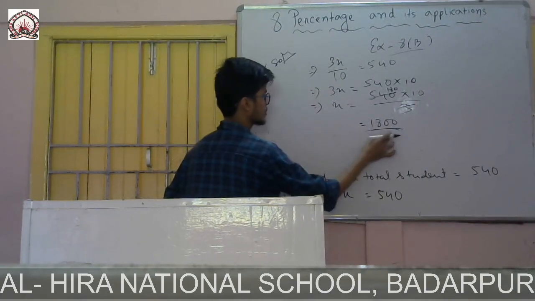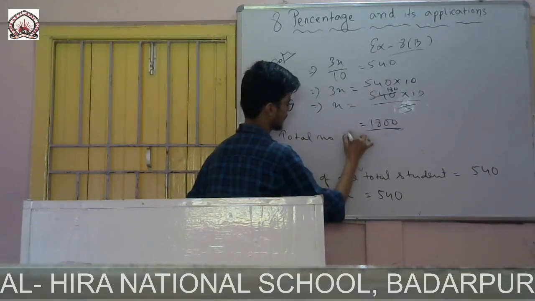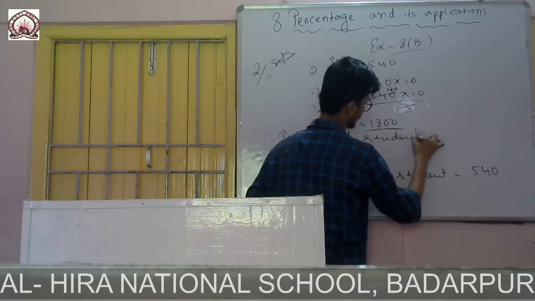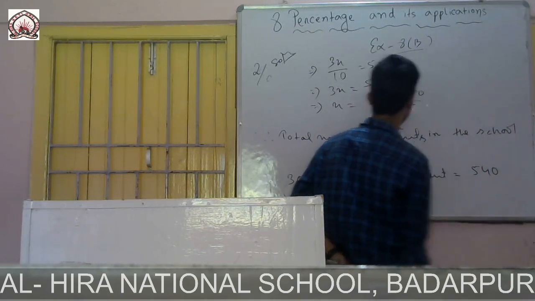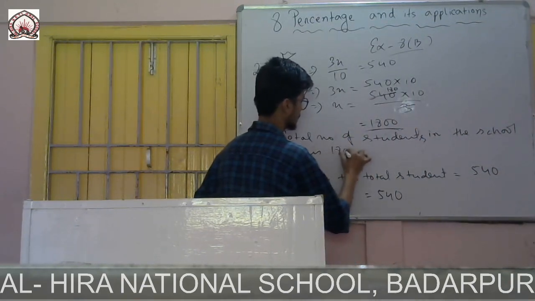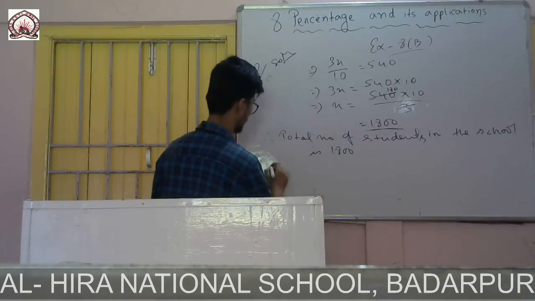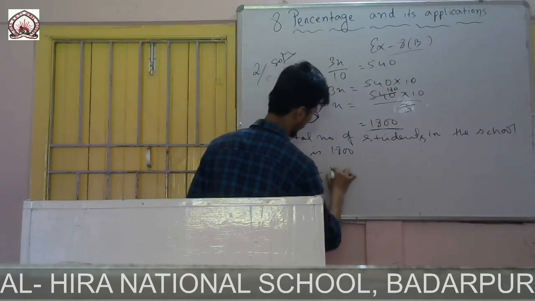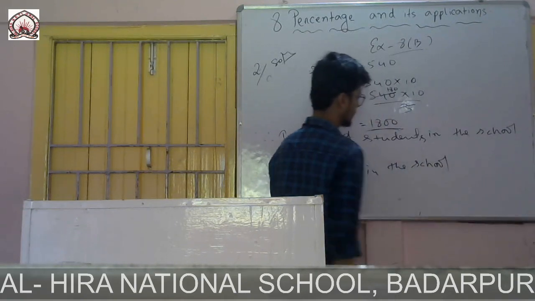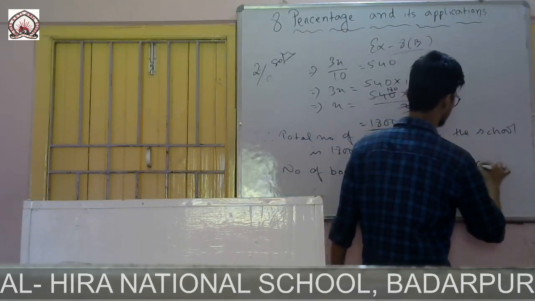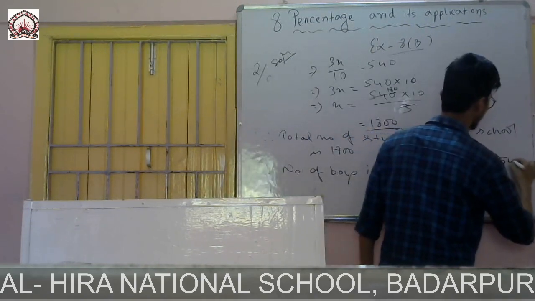You write, therefore, first of all, the total number of students in the school is 1800. Therefore the number of boys in the school will be total students minus the number of girls. The number of girls is 540.